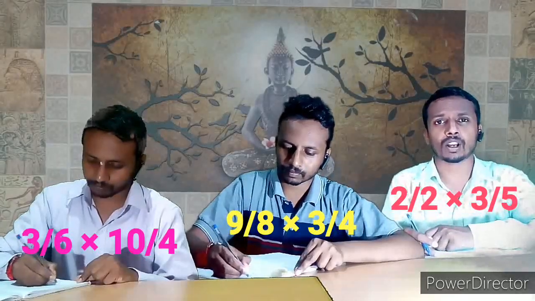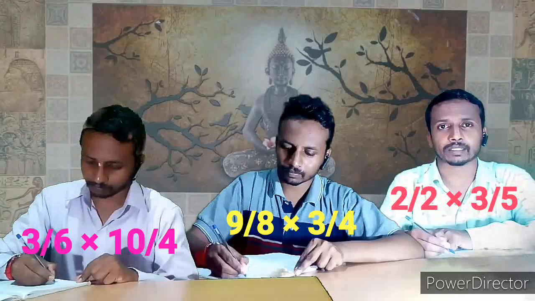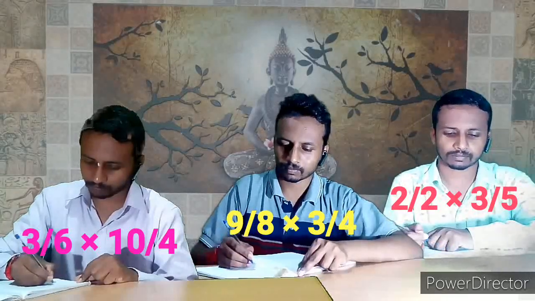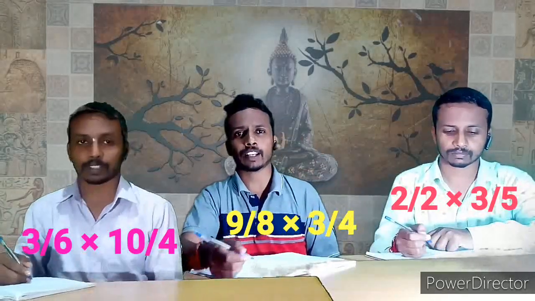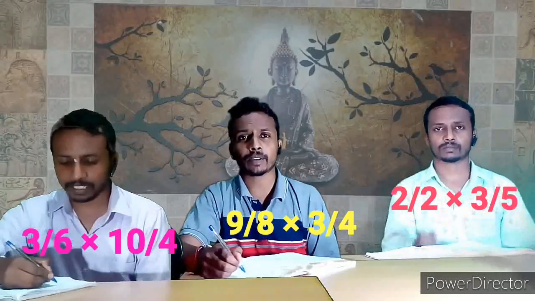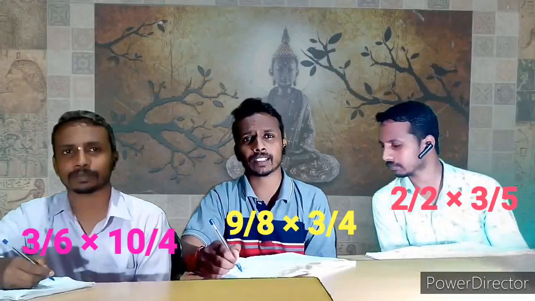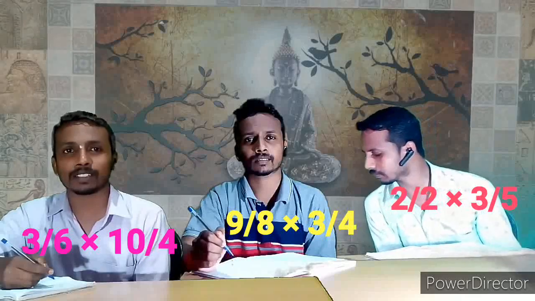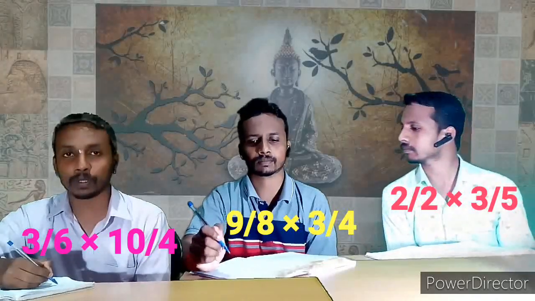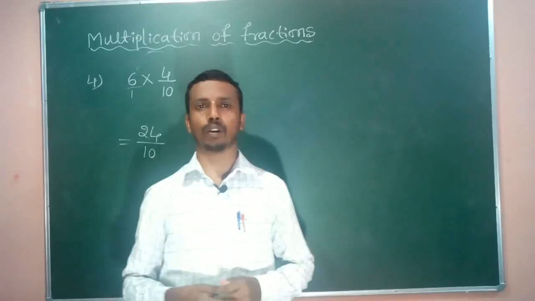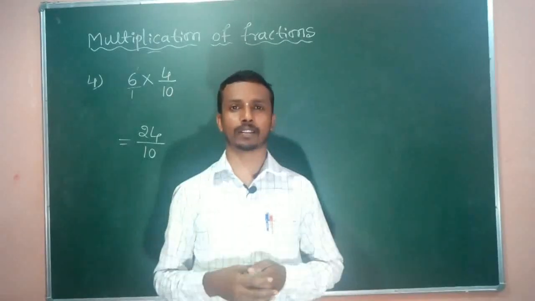Yes sir, I got the answer 6 by 10. Yes sir, I got the answer 27 by 34. Sir, is it correct sir? I got the answer 30 by 24. Very good, all of you got correct answers.